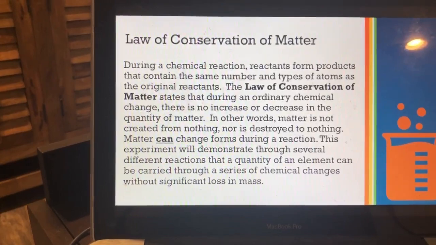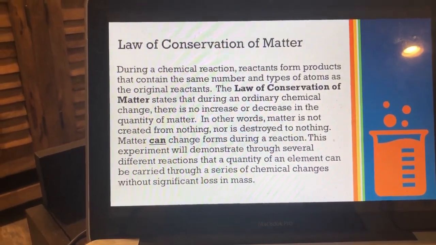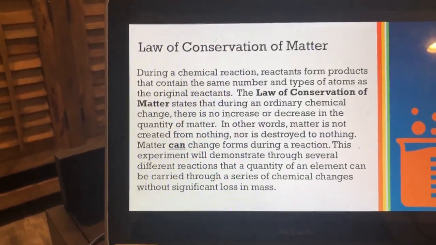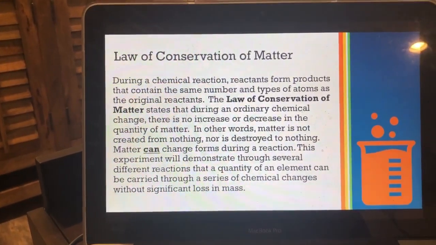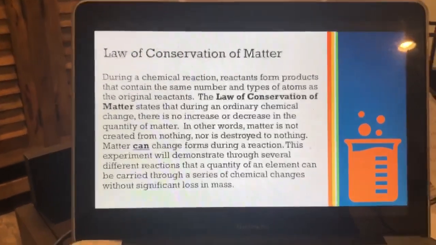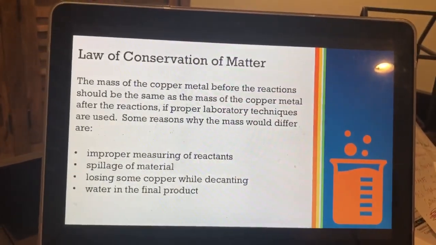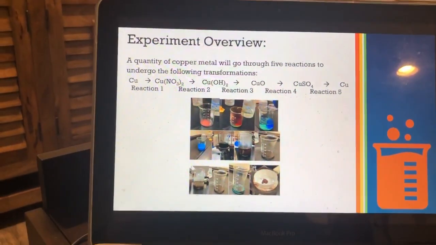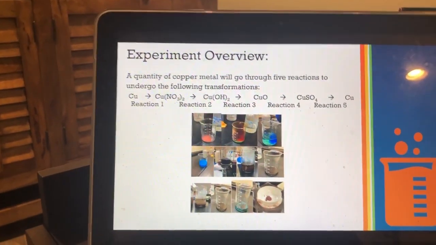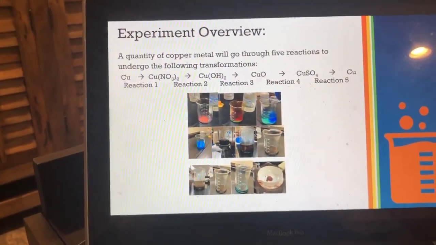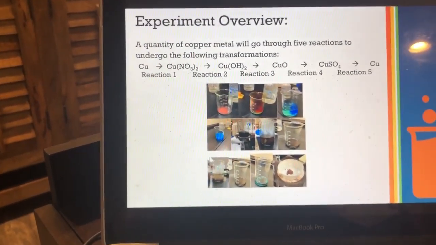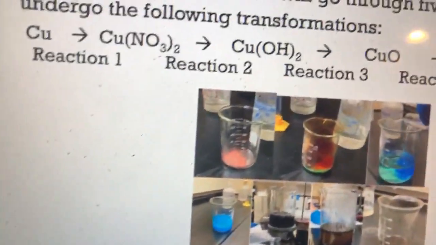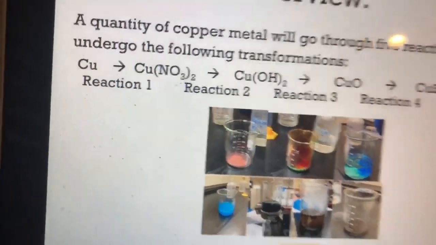We know that the law of conservation of matter says that matter cannot be created or destroyed. It's purely transformed from one form to another. So in this lab, pretty much what we're going to be doing is we are going to start with copper metal. We all know that copper metal is a reddish-brownish color, if you can see right there. Okay, so that's copper powder.